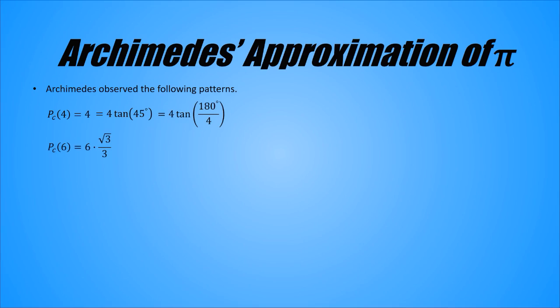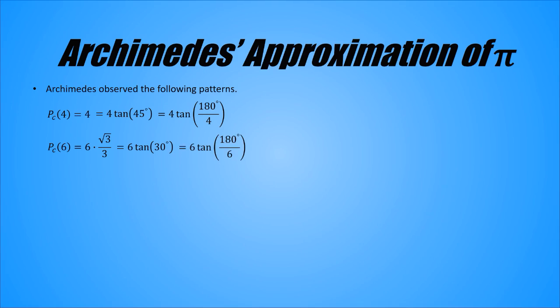Here's the perimeter of the circumscribed hexagon. It's 6 times the square root of 3 over 3. And the square root of 3 over 3 is the tangent of 30 degrees. And furthermore, 30 degrees is 180 degrees divided by 6.